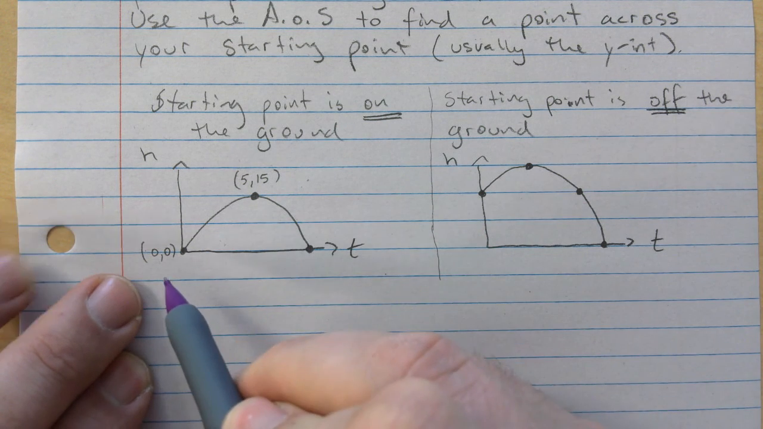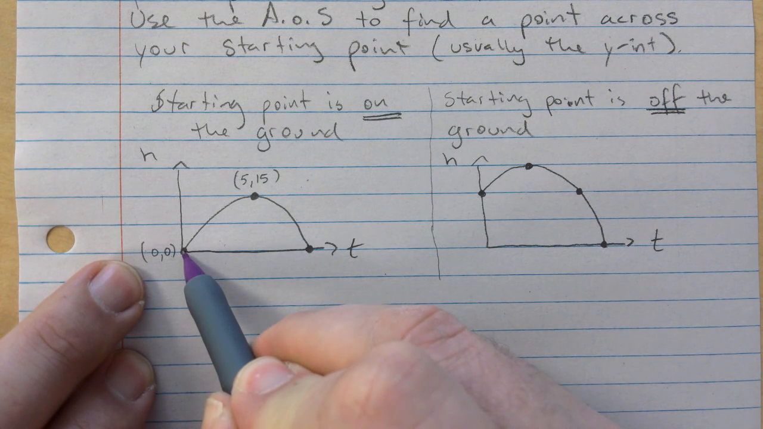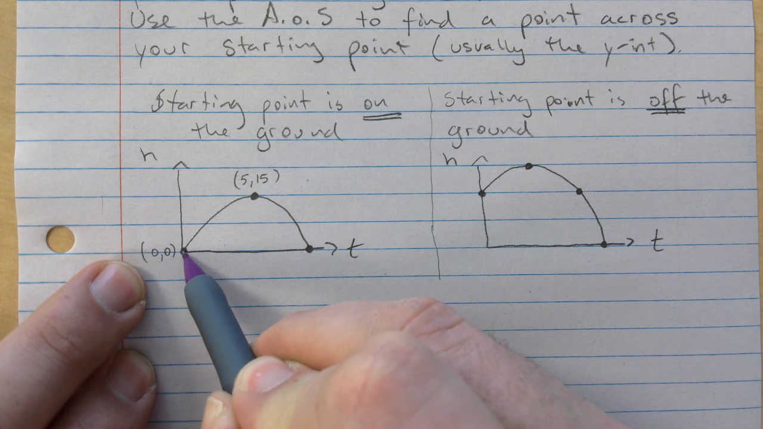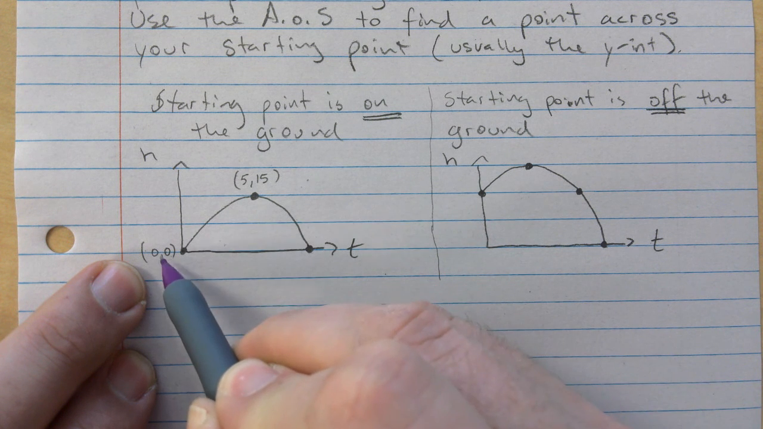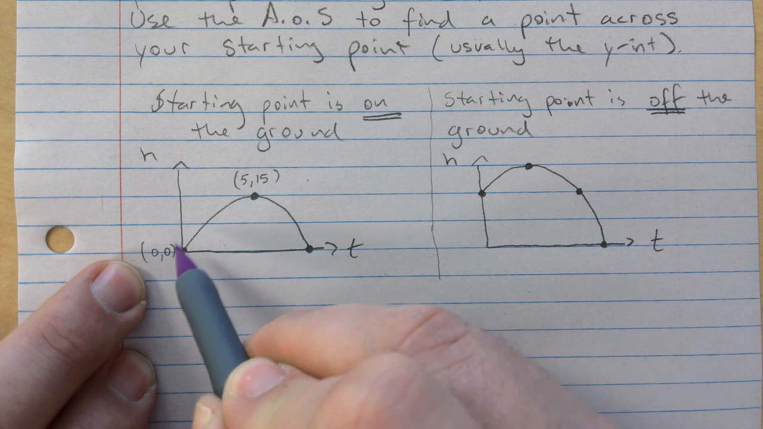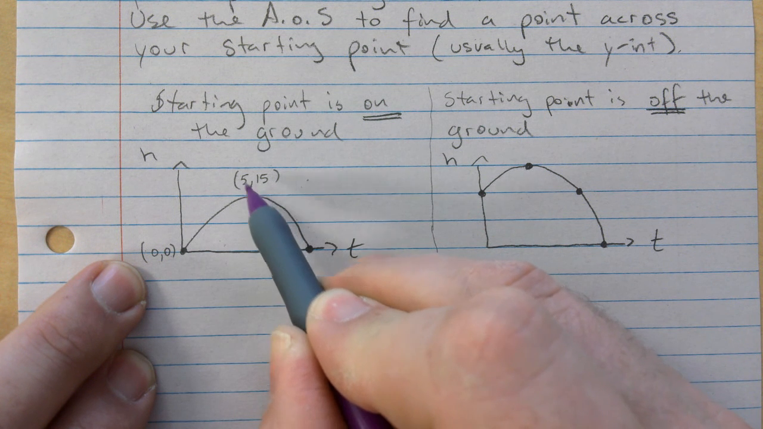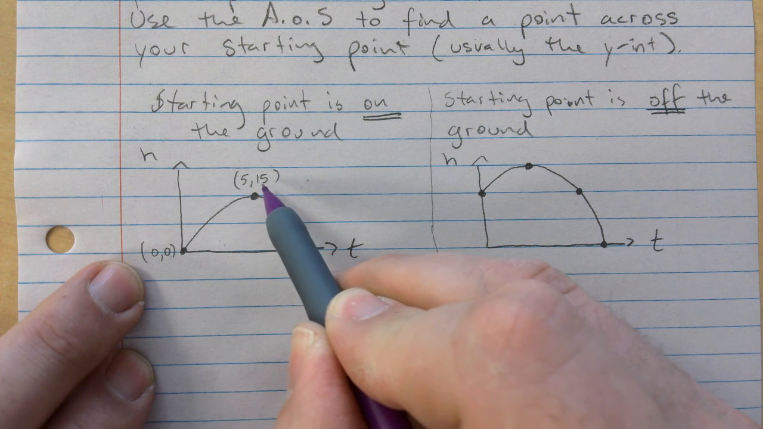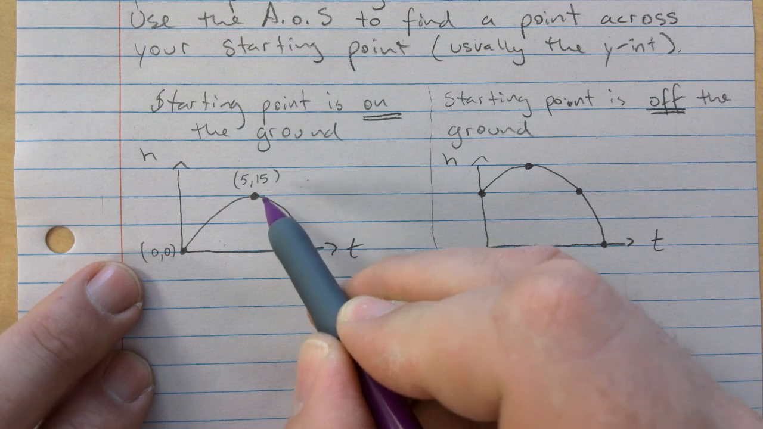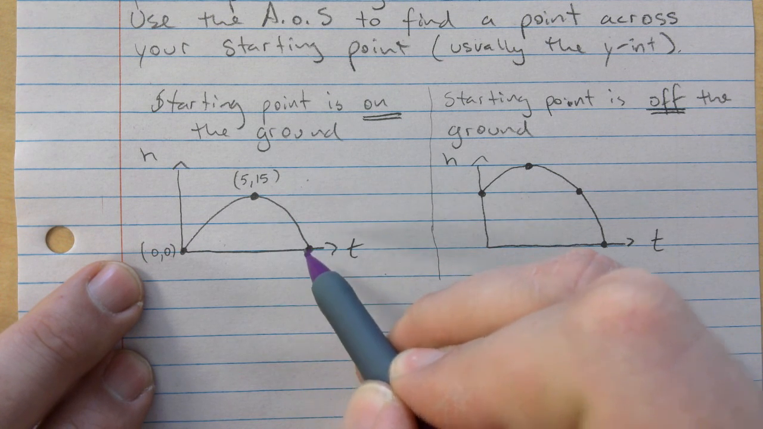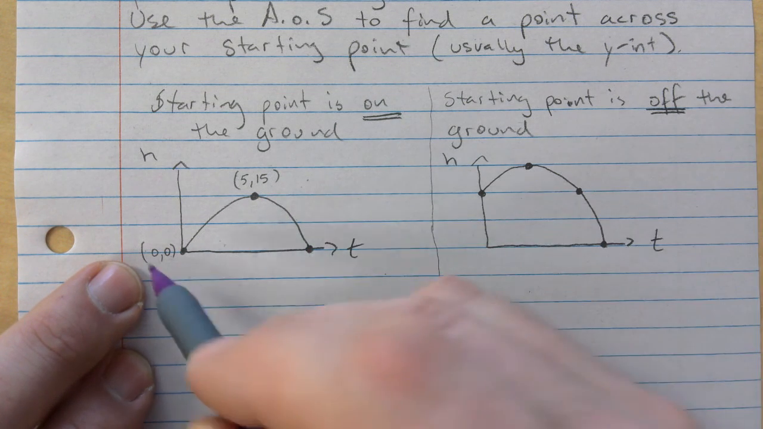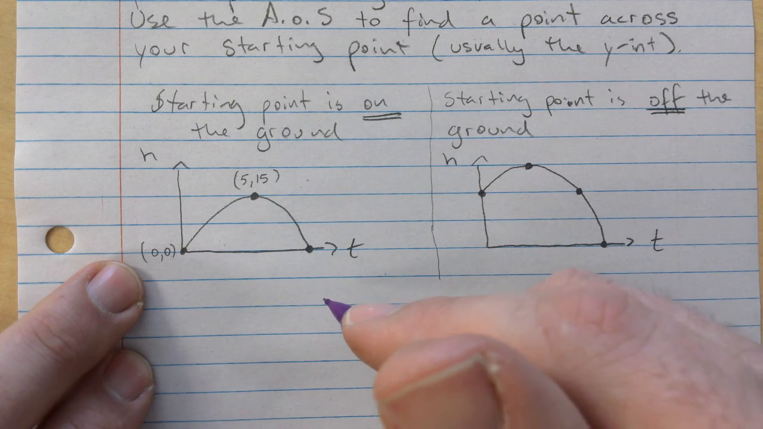Normally the question will give you the start, sometimes implicit, meaning like a ball is kicked right on the ground, kicked up from the ground. So then you know that 0, 0 is your starting point. It might say that after 5 seconds you reach the maximum height of 15 meters, and then it'll just leave it at that. It's like, wait a minute, I have 2 points, I need a third one, right?